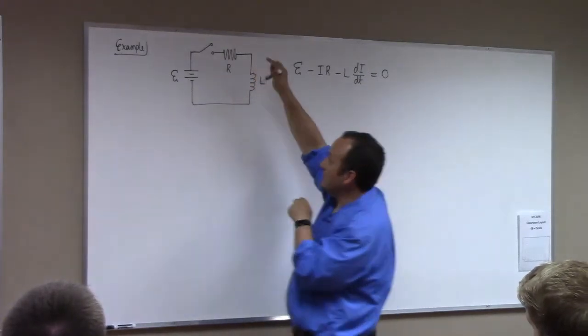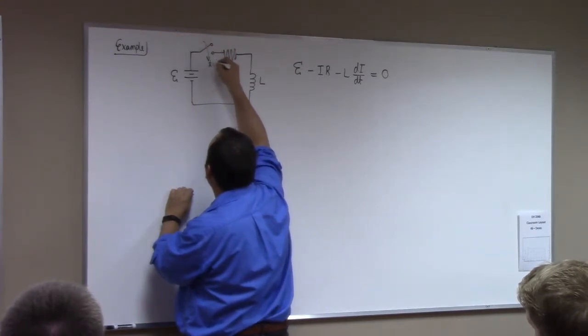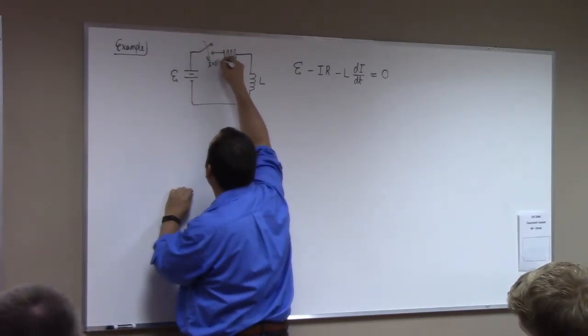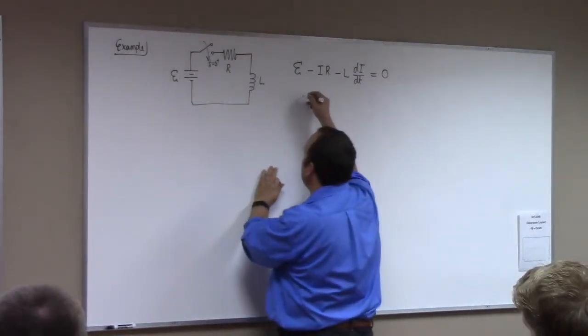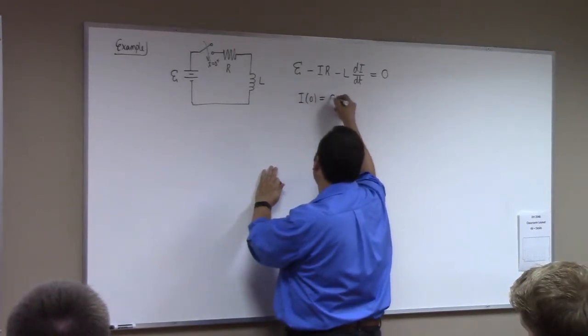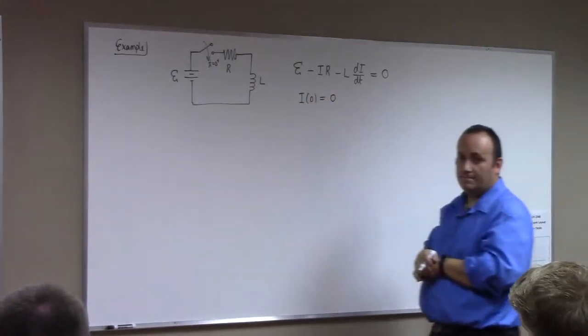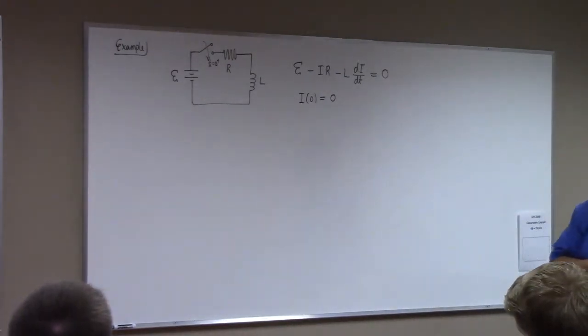Now, if you don't know what I'm talking about, that's okay. But this is closed at time 0 plus. Just a little bit after time 0, we close the switch. So what I'm trying to tell you is that through physical reasoning, the initial current is 0. So that's our initial condition. This is a differential equation. E here is given to be a constant.